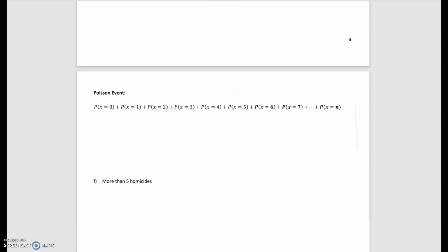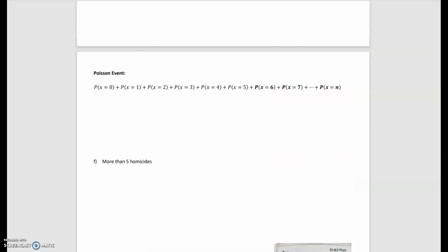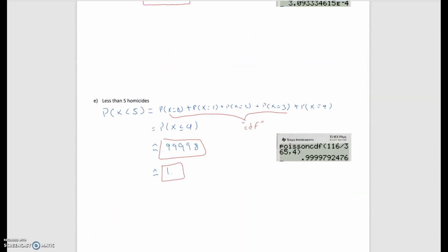Now, if you look at the actual event, we're looking for less than 4. 4 is going to be out here, so technically it's almost the entire event. After the values of 2, there's almost no area. The probability of 3 or more homicides is really small. That's it for problem E, that is asking less than 5, and less than 5 is going to translate to less than or equal to 4.